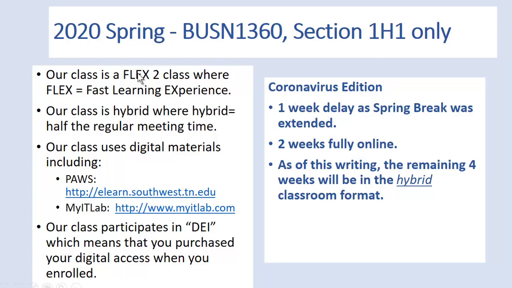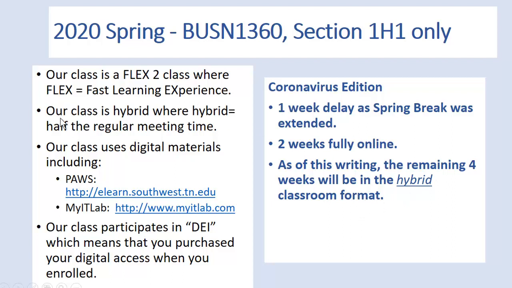So remember, we started out with a compressed term, not a semester, but a term class that was 7 weeks. The 1-week delay means 6 weeks, and within that 6 weeks, the first 2 weeks of class will be fully online. And then the remaining weeks of class will be what they were always going to be, which is they'll return to their regular hybrid classroom format.